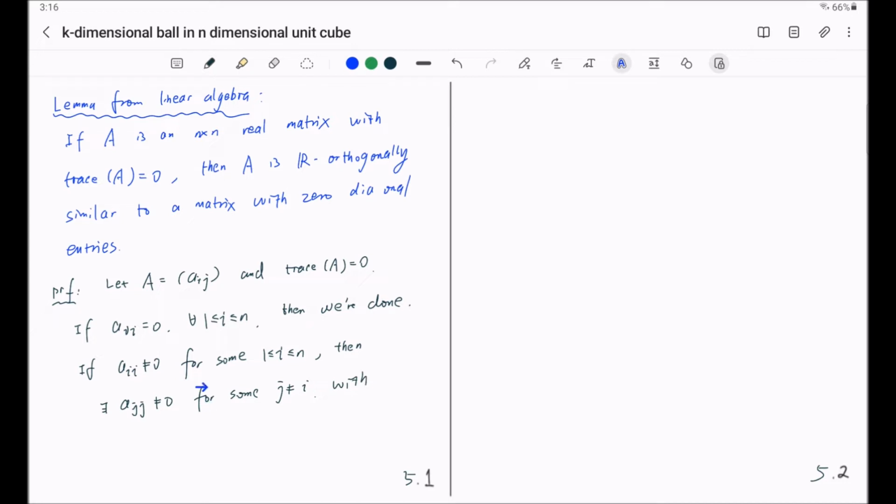And furthermore, there should exist such an a sub jj which has opposite sign to a sub ii, namely the product is negative. So now, without loss of generality, we may assume that i is 1 and j is 2. Next, we're going to find a conjugation for this matrix that will annihilate a sub ii, which by assumption is a sub 1,1 and a sub 2,2.